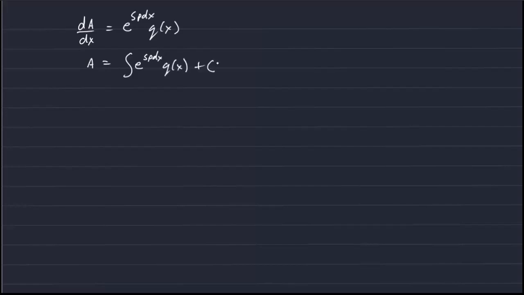So let me switch to the next page. So the left-hand side again was a prime, and that's dA/dx, and that's equal to e to the integral of p dx times q of x. So now to solve for a, we can just integrate. So this gives us a is equal to the integral of e raised to the integral of p dx times q of x, plus c. So this is our solution for a.